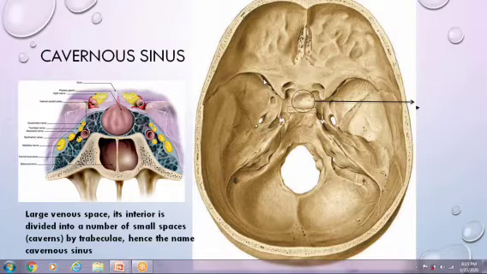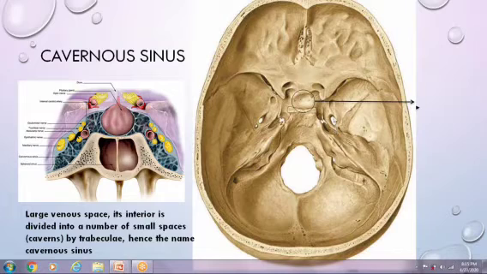And what is the name of this fissure here? Once again, will you answer this question? Superior orbital fissure. Very good. What is the name of this canal here? Optic canal. So what structure is going through it? Ophthalmic artery. The ophthalmic artery is going inside the orbit. The optic nerve is coming out of the orbit.